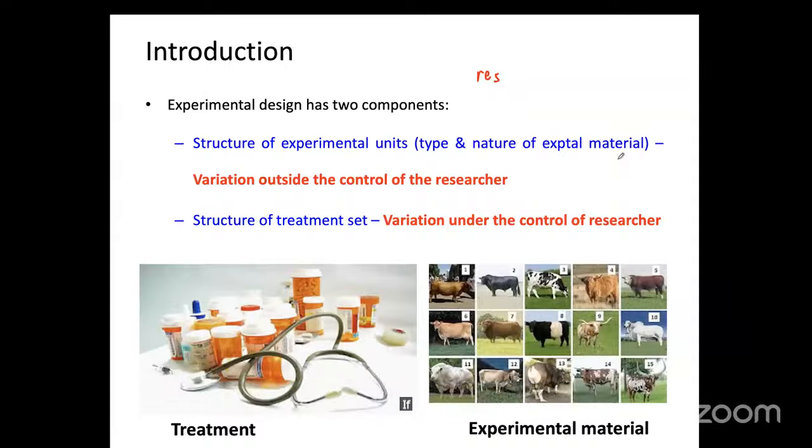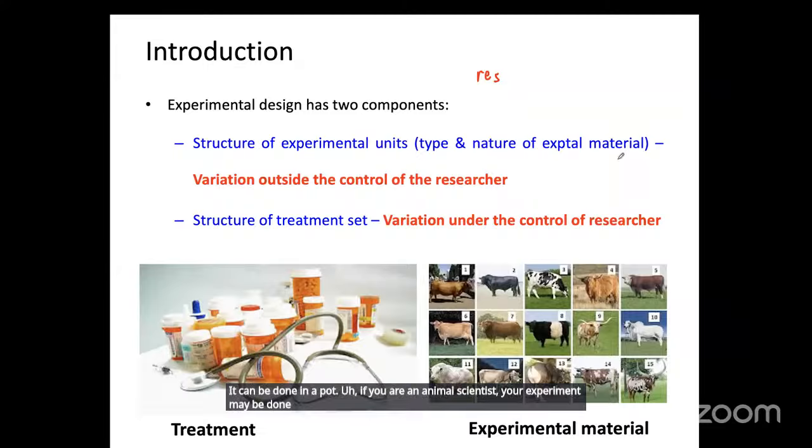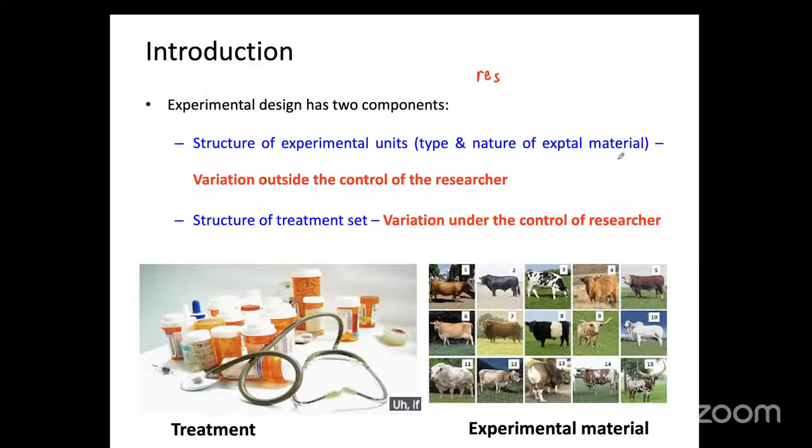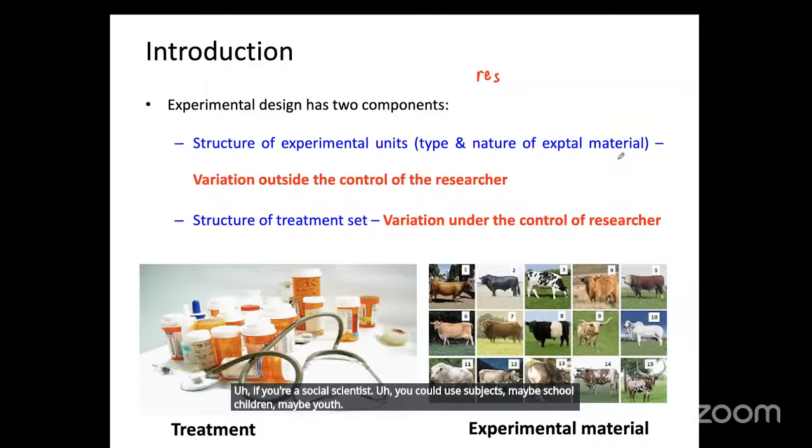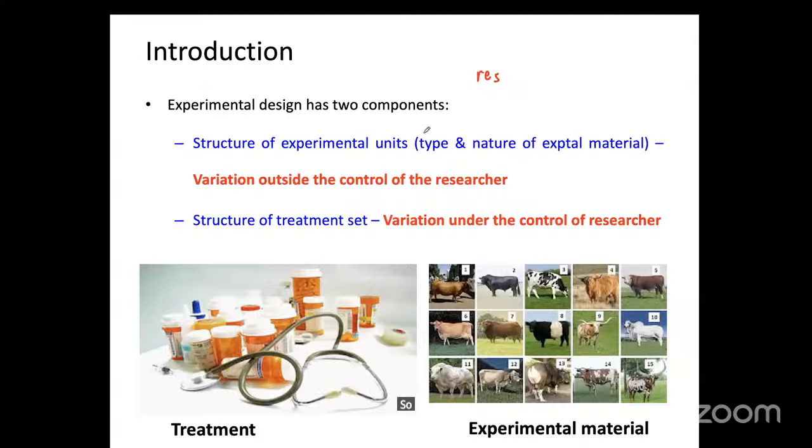If you are a plant scientist, for example, your experiment can be done on a plot of land. It can be done in a pot. If you are an animal scientist, your experiment may be done on animals. If you are a social scientist, you could use subjects, maybe school children, maybe youth, depending on the objective of your study. So you need to determine what your experimental material is.